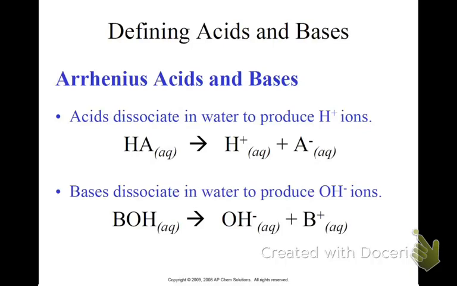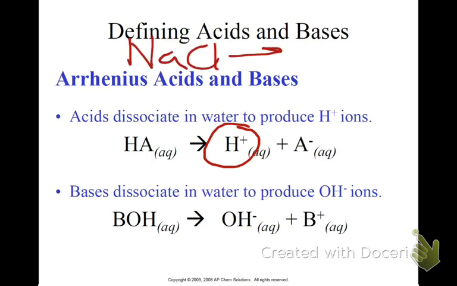The Arrhenius is the simplest of all of them. What the Arrhenius definition says is that an acid is something that dissociates in water to produce H plus ions. So an acid would be something that dissolves in water, but not only does it dissolve, it also dissociates and produces those H plus ions. So something like HA here. HA is a generic form for an acid, so when it dissociates it produces those H plus ions. Something like sodium chloride also dissociates in water, but it's not acidic or basic because it doesn't produce those H plus ions.